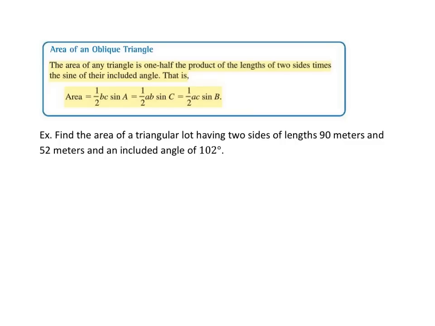Along with law of sines comes a formula to find the area of a non-right triangle. Basically, it's going to be 1/2 two sides times the sine of the other angle. So you can set it up one of three ways.